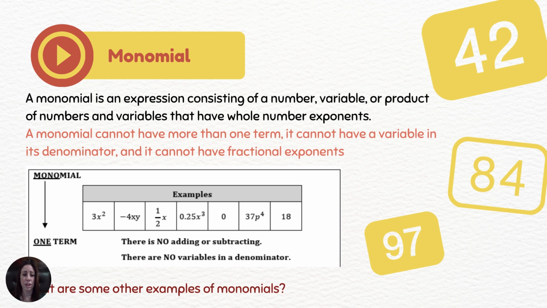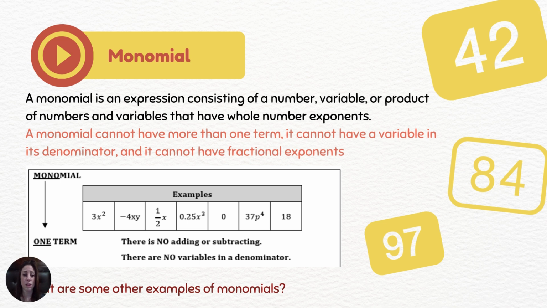On the next slide, I went over the definition of a monomial. I emphasized that a monomial cannot have more than one term, and it cannot have a variable in its denominator or any fractional exponents. I went over the chart and the different examples and explained why each one would be considered a monomial. I again reiterated that they cannot have any adding or subtraction in between, and they can have no variables in the denominator.